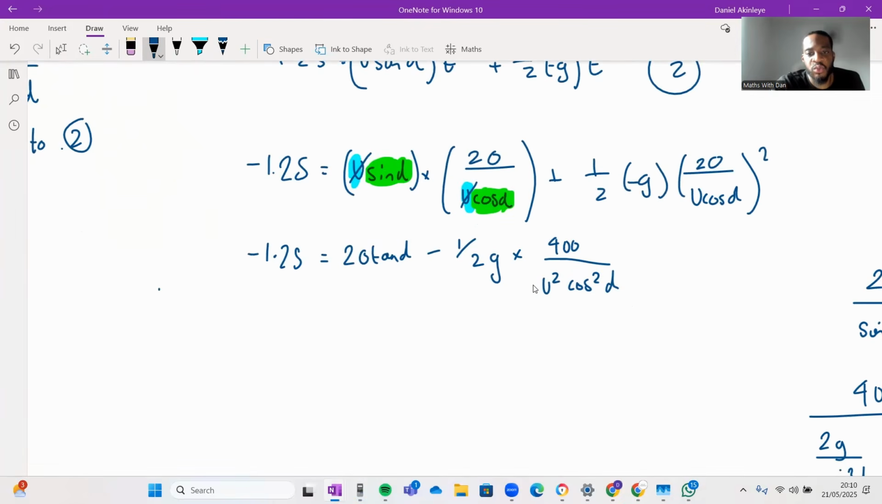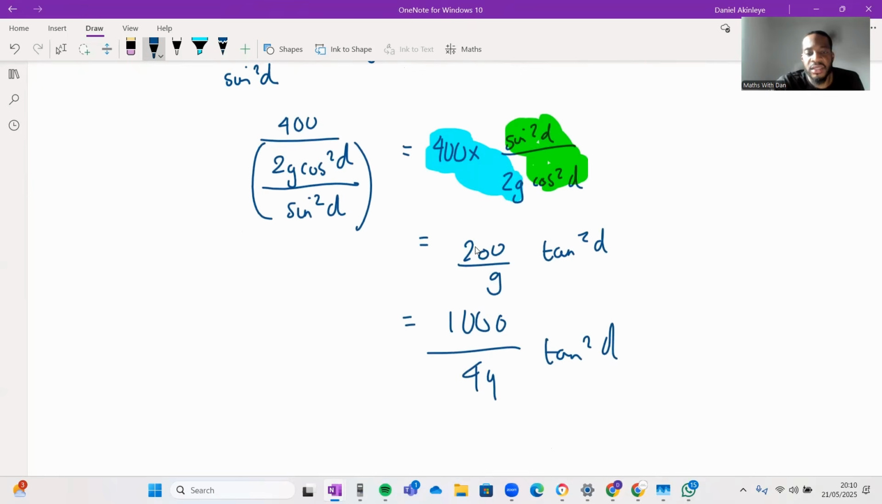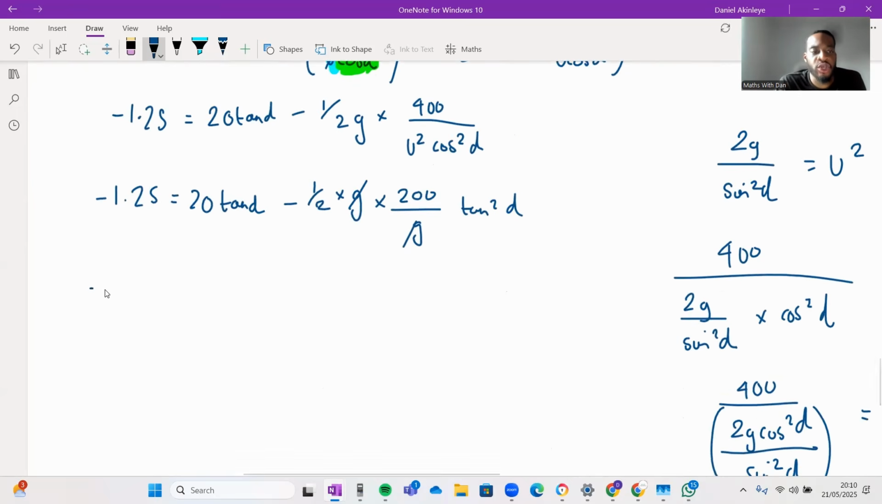Hold on, let me just double check. Let me write it nicely so I don't make a mistake. 20 tan alpha minus a half times g, multiplied by, and to be fair, that g will cancel. So let me write it like this: 200 over g tan squared alpha. If I write it like that, the g's cancel nicely. 200 divided by 2 is 100. So the quadratic is going to be minus 1.25 equals 20 tan alpha minus 100 tan squared alpha.